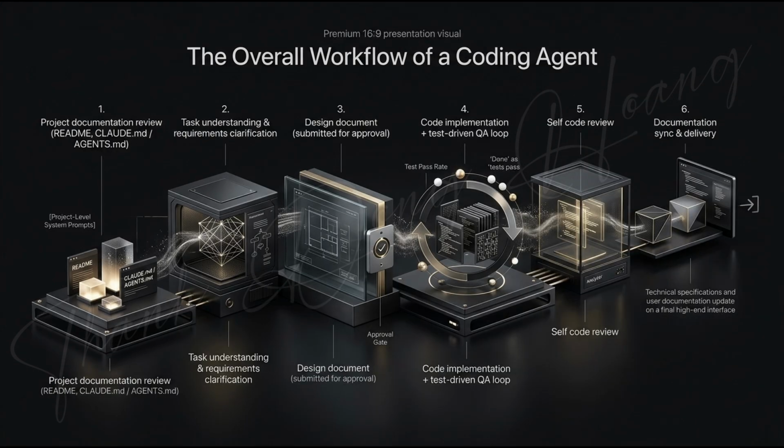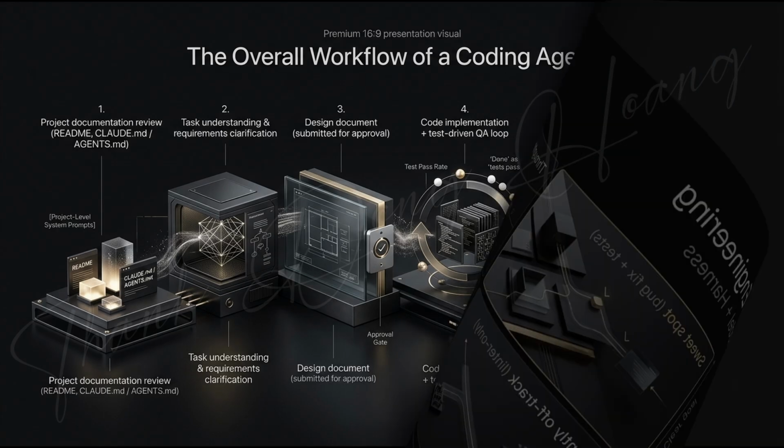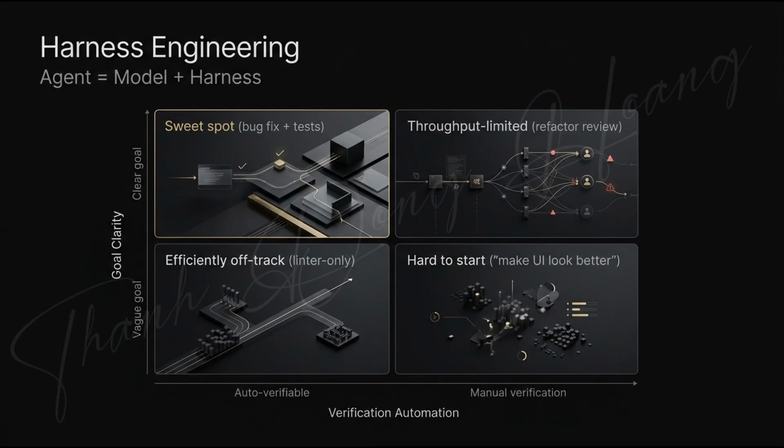Here's the ideal engineering workflow: trimmed down for simple tasks and run in full for complex, high-stakes ones. It starts with reviewing project documentation, then clarifying requirements, writing a design document for approval, implementing code with a test-fix loop, running a self-code review, and finally syncing documentation. One detail worth remembering: defining done as tests pass rather than code written is what turns a code generator into a reliable engineering assistant.